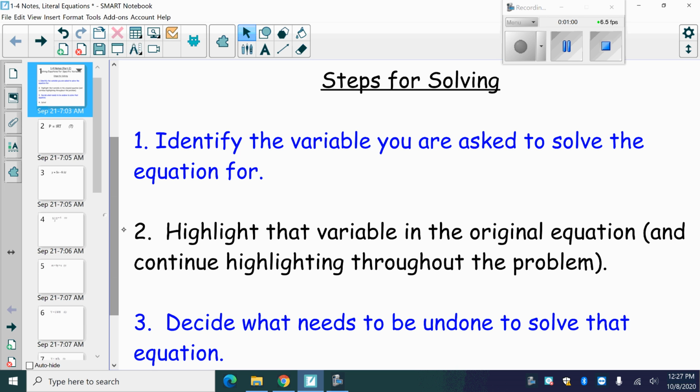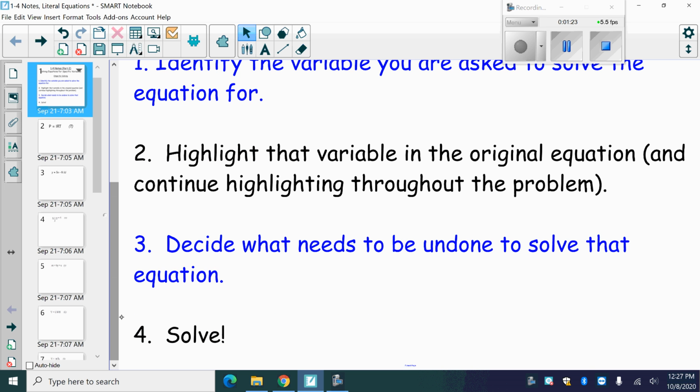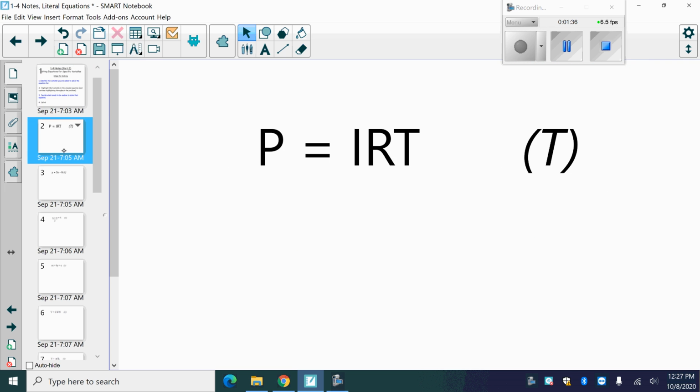So the first thing we're going to do is identify the variable that we're going to be asked to solve the equation for. Then we're going to get a highlighter. You're going to need a highlighter when you do these problems. It will help you visualize what you need to do. So we're going to highlight the variable in the original equation and highlight it throughout the problem so that we know what we're solving for. And then we're going to decide what needs to be undone to solve that equation. Just like we solve any other equation, we're going to do it the same way, except we're going to be using variables. So let's do an example.